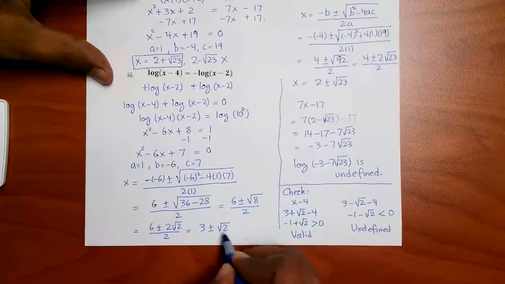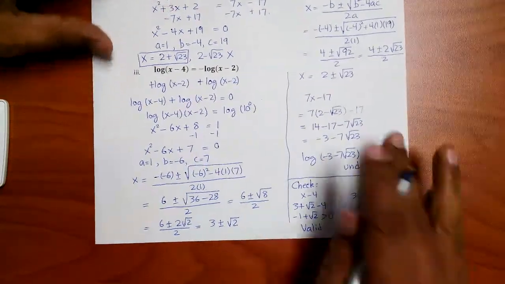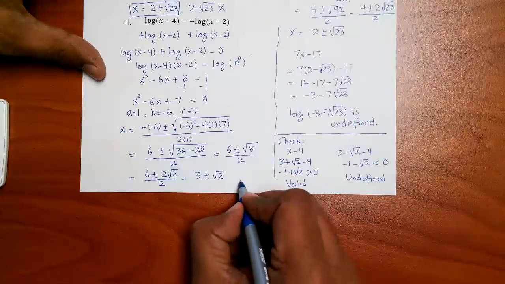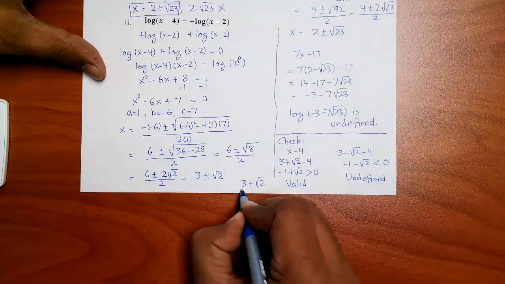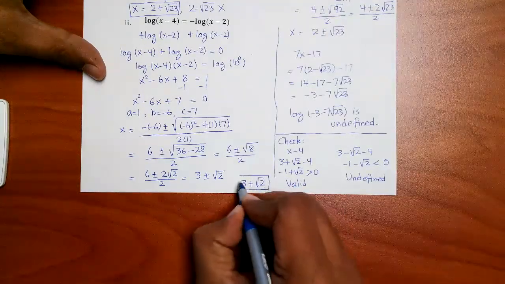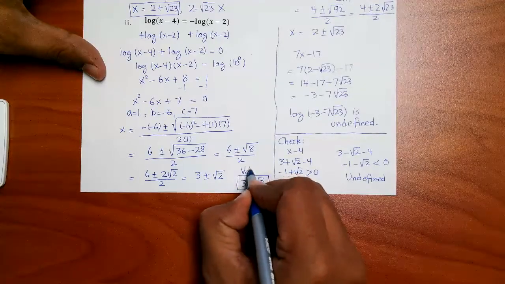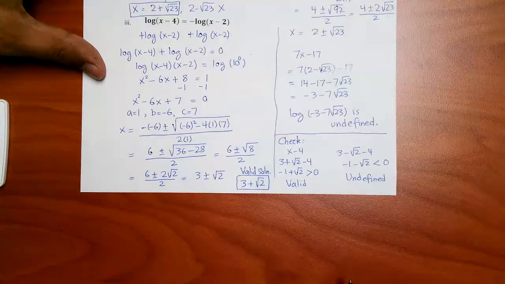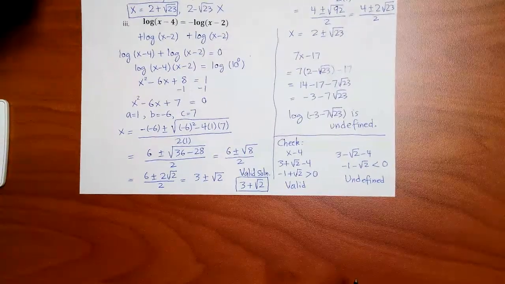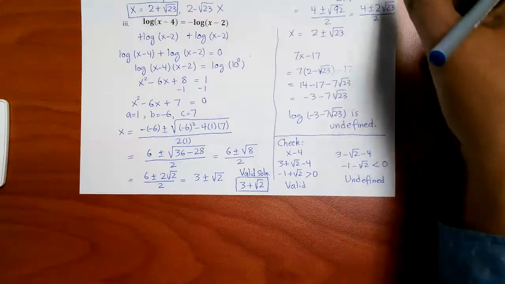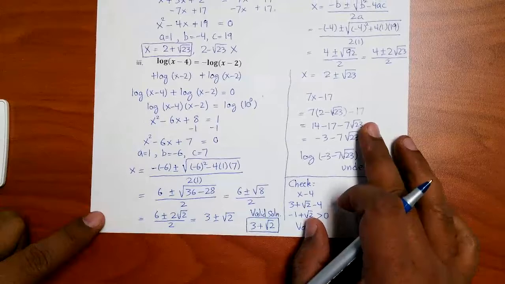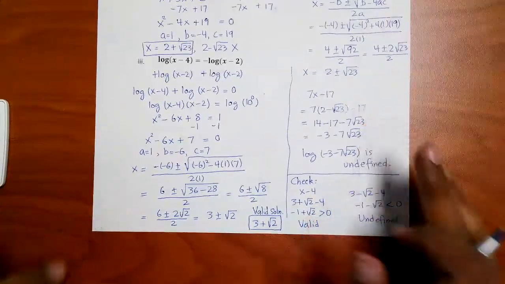So out of these two, we can say that, let me bring this to your view. So 3 plus square root of 2 is my only valid solution. I will write this like this. The other solution is an extraneous solution. That means this solution is not satisfying my equation. So with this, I'll just leave it here for a better view so that you can see.